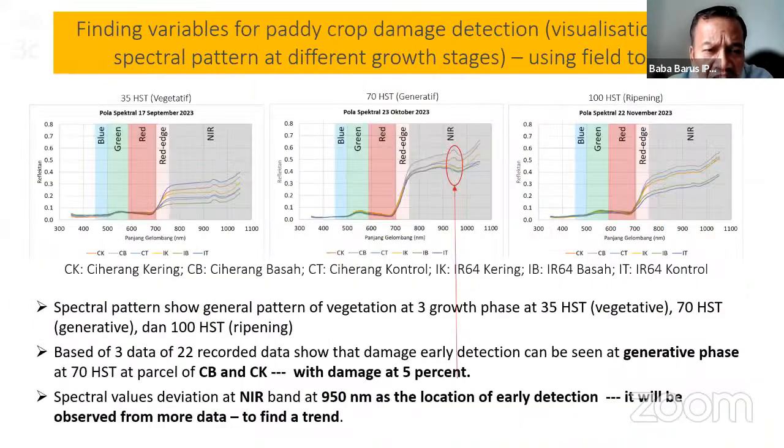This is an example of our spectral data. In the generative phase, we have a pattern in the spectral library like this one, and this is an example of an abnormal spectral figure. We consider this the source of the model that we want to develop. From our spectral pictures, we know we can differentiate the spectra during the vegetative, generative, and ripening phases, which are quite different.